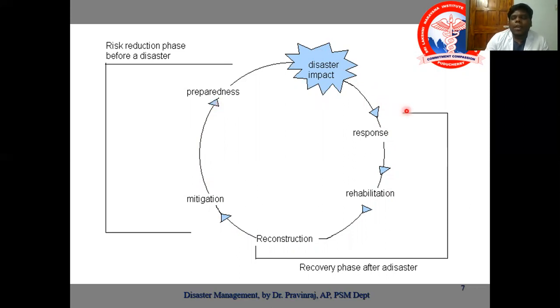So what happens? Here we can see one demarcation. The whole thing is the recovery phase after disaster. So disaster has happened, so what will we do after the disaster occurs? Then we have mitigation and preparedness. This is the risk reduction phase before a disaster. For example, we will know that this month there will be heavy rainfall. There might be chances of cyclone or flood. So we will be doing things prior to that. So this is risk reduction before disaster, right? It is the preventive aspect that we are going to do for the upcoming disaster.